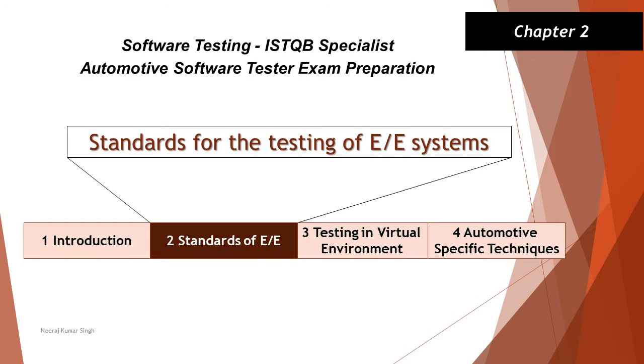Now we are getting started with chapter 2, which is going to talk about standards for the testing of electrical and electronic systems. That's where it becomes more important for the automotive tester: what are the different standards which we need to make sure of. As we are talking about safety-critical systems, the standard plays a vital role.